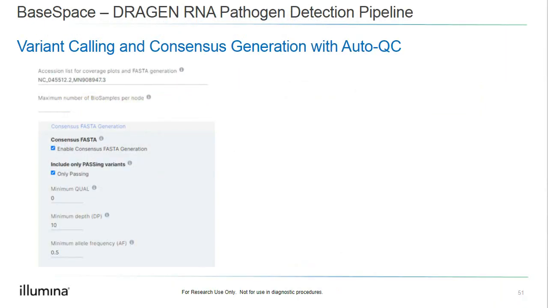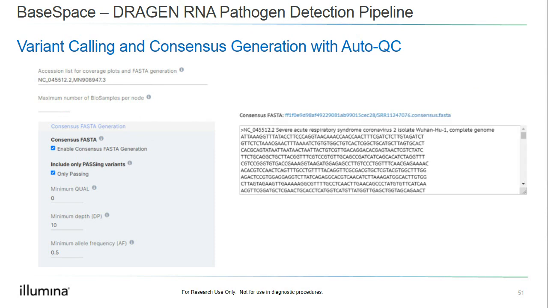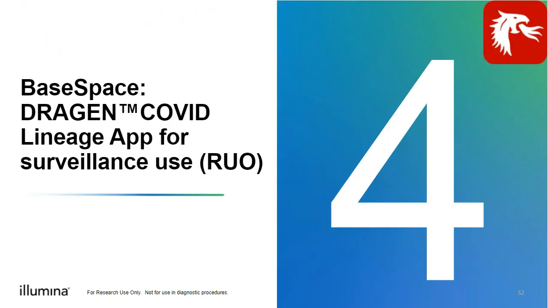As I mentioned earlier, you have the option to generate the consensus FASTA file. So this will generate the consensus FASTA file in the output, and then you can use that FASTA file for further analysis. Okay, so that was the DRAGEN RNA pathogen app.